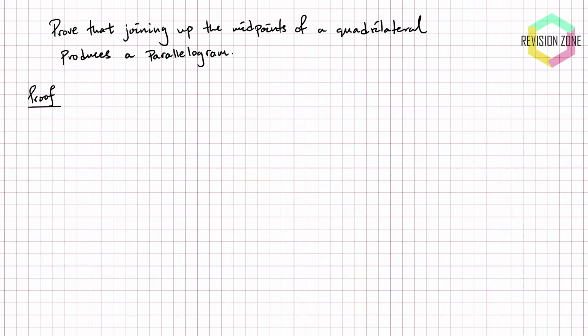In this question, we are asked to prove that if you take any quadrilateral and consider the midpoints of each side of the quadrilateral, upon joining the midpoints with straight lines, or line segments rather, we will get a parallelogram. Okay, so let's see how we could do this.